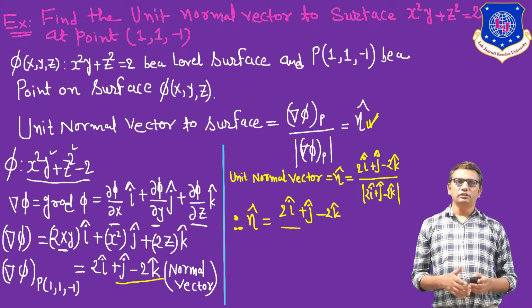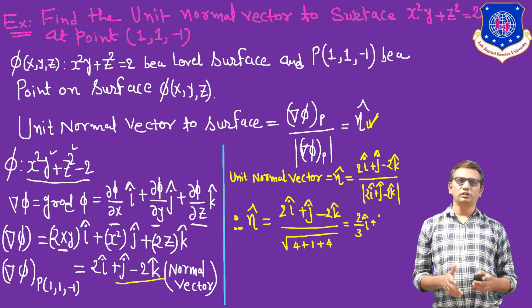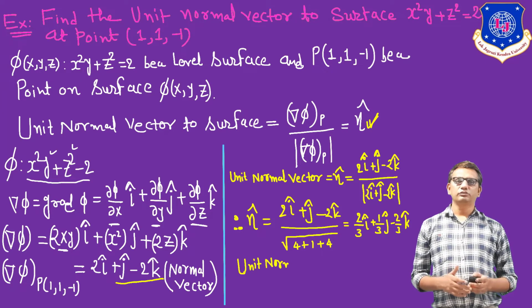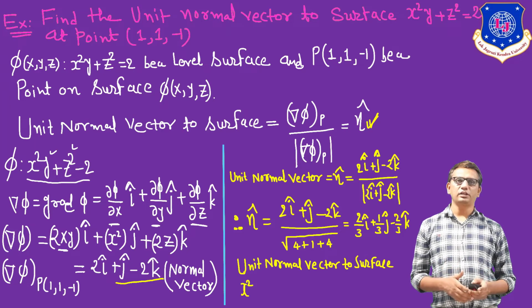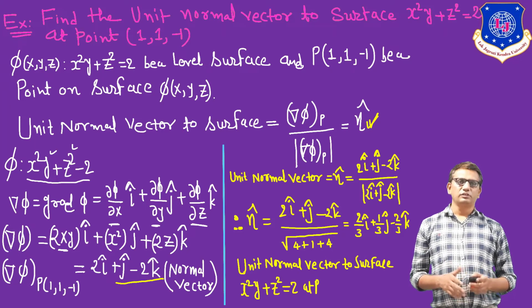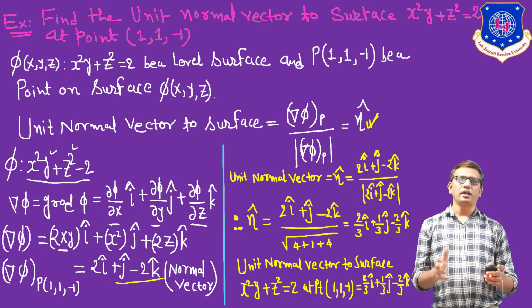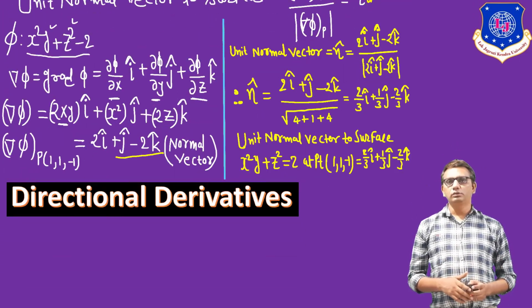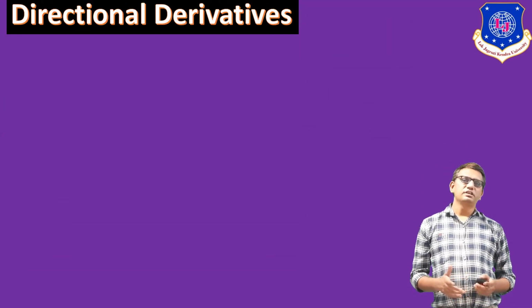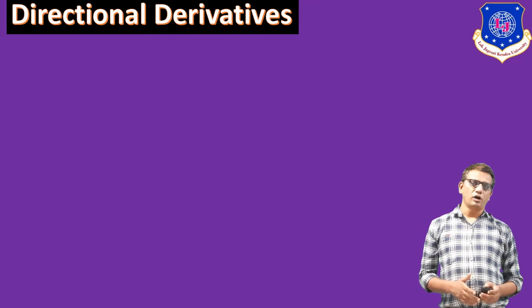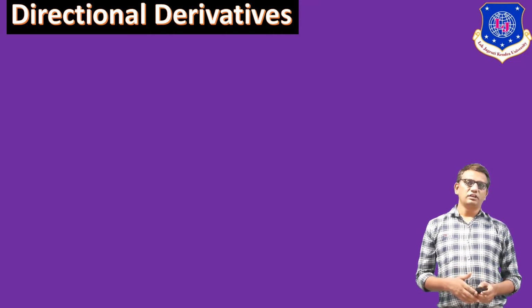Now we will identify the length of that vector, which is root of 4 plus 1 plus 4. That means (2/3)i plus (1/3)j minus (2/3)k, which is our unit normal vector to the surface x squared y plus z squared equals 2 at the particular point (1, 1, -1). Now we will discuss the directional derivative of our scalar valued function.